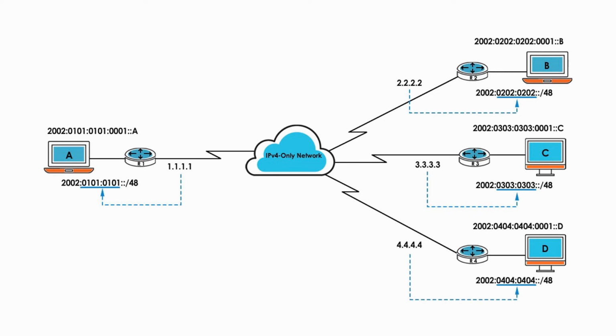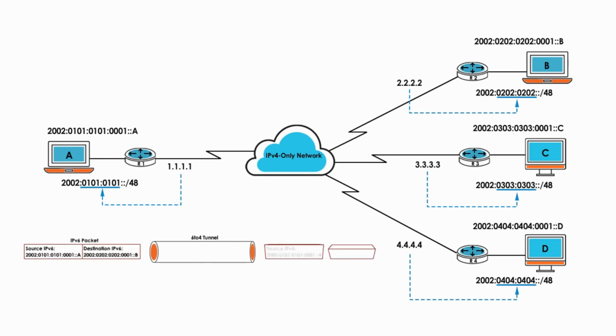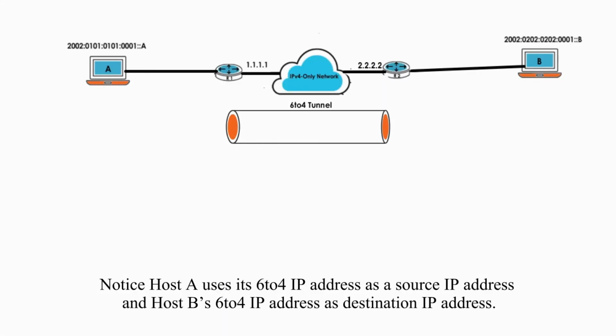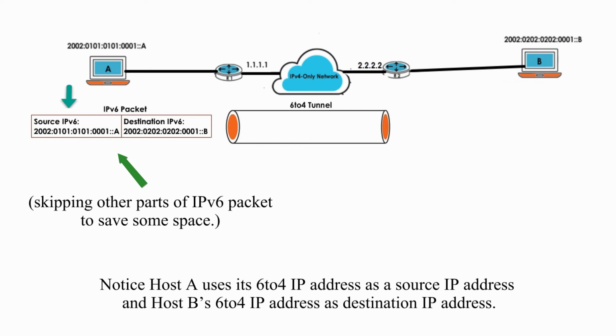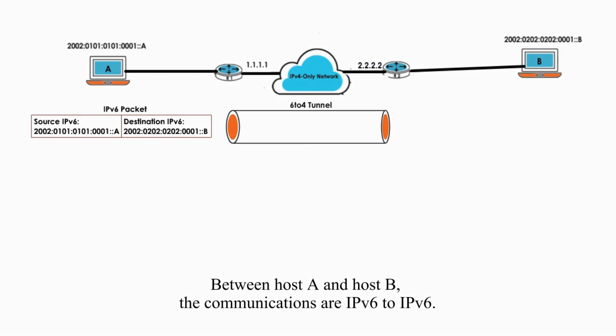Now let's look at an example to demonstrate how 6to4 tunneling works. Suppose host A is sending a packet to host B. Notice host A uses its 6to4 IP address as the source IP address and host B's 6to4 IP address as the destination IP address. Between host A and host B, the communications are IPv6 to IPv6.